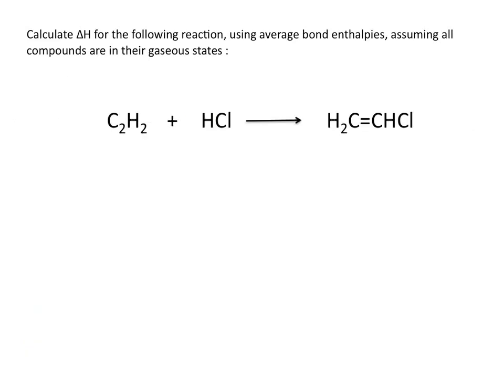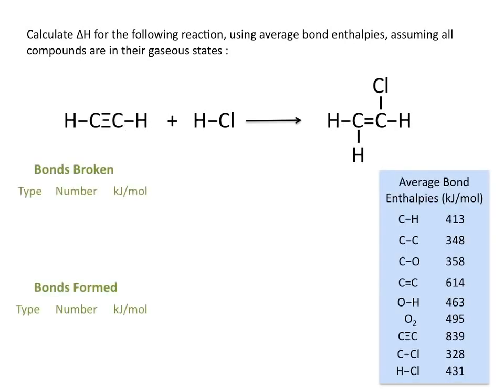Let's try another example. Calculate delta H for the following reaction using average bond enthalpies and assuming all compounds are in their gaseous states. Again, the first thing you need to do is to draw out the structures of each of the molecules. Sometimes the structures of the molecules will be given to you, and sometimes you'll have to draw them yourself using your knowledge of drawing Lewis structures. Then we can set up our chart again, keeping track of the bonds broken and the bonds formed.